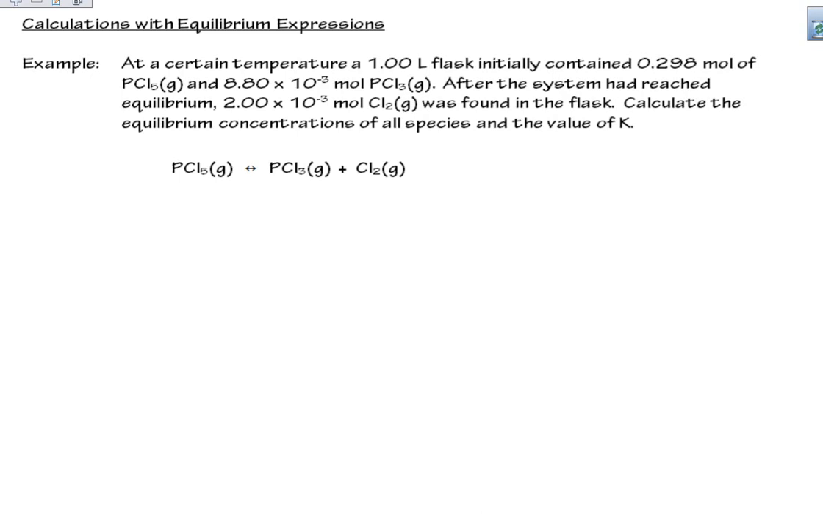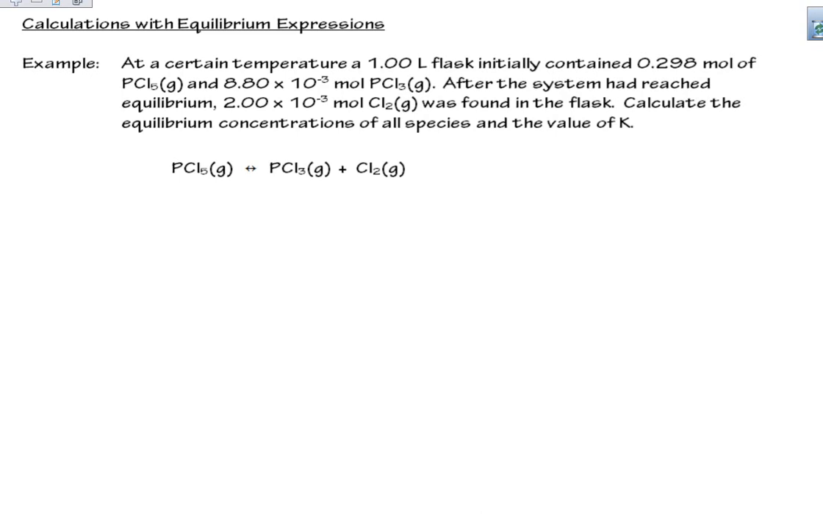They'll always give you the balanced equation. That's handy. We have, at a certain temperature, a 1 liter flask that initially contains 0.298 moles of phosphorus pentachloride and a little bit of phosphorus trichloride. After the system had reached equilibrium, there's 2 times 10 to the negative third moles of chlorine found in the flask. We want to calculate the equilibrium concentrations of all species and the value of K.